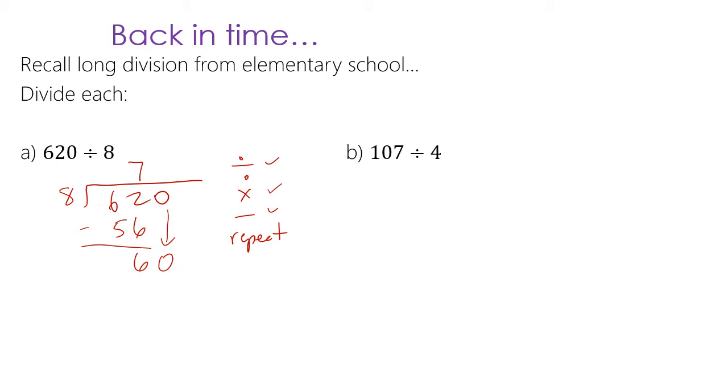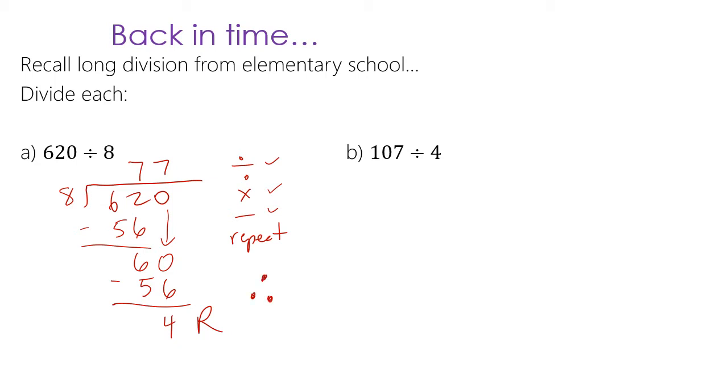Does 8 go into 6? No. Does 8 go into 60? Yes. How many times? 7. 7 times 8, 56. Subtract, 4. Once there's nothing else to bring down, you know you're done. And that's your remainder. And if you had to write a division statement, even though it's kind of overkill for this, we will be doing it for polynomials.